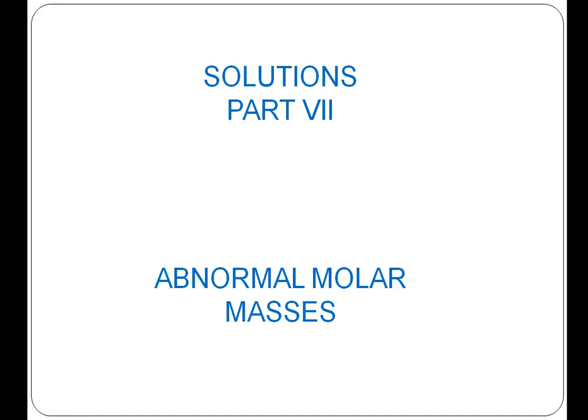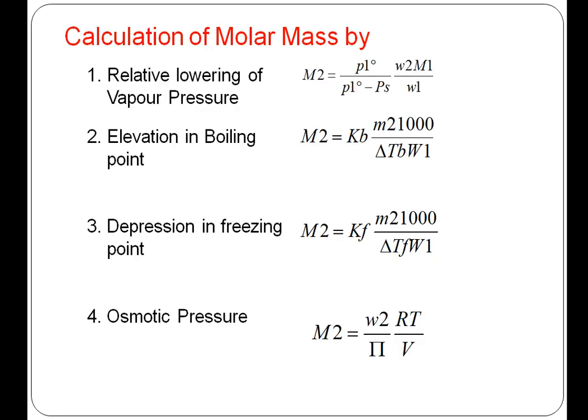Now let us start with the next topic of the chapter, that is abnormal molar masses. We have studied the four colligative properties and we can calculate the molar mass of the solute by using any of these properties. The relations are given on the screen.